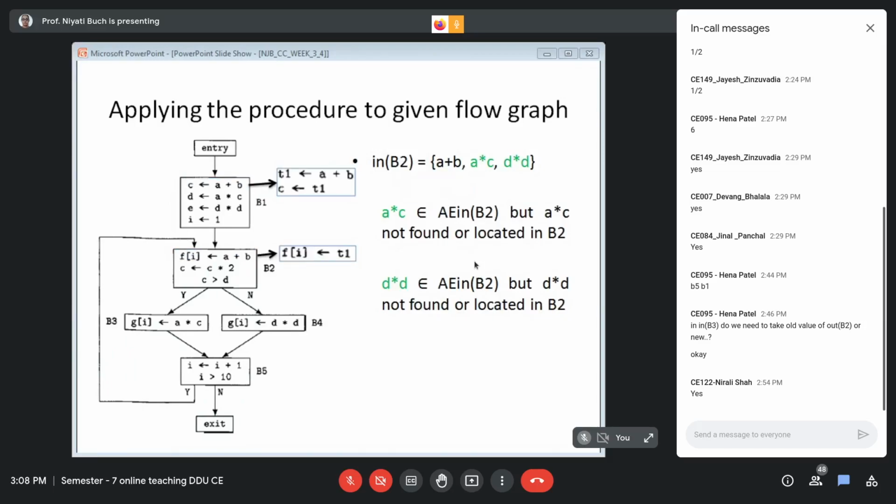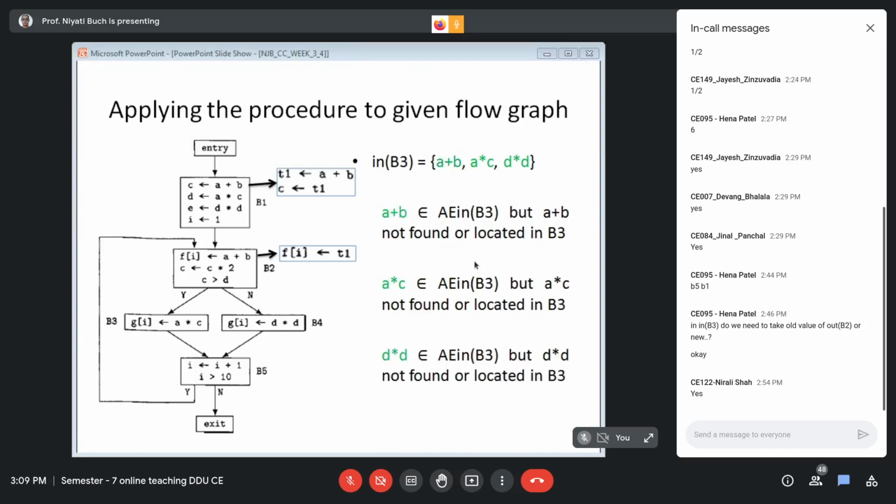Now, moving on to the next two expressions. These two expressions are not there in the block; they have come from B1, but they are not evaluated in that block. So for those two expressions, A into C and D into D, we don't have to do anything. Now, for block B2, the matter is over. All the expressions in the inset we have considered.